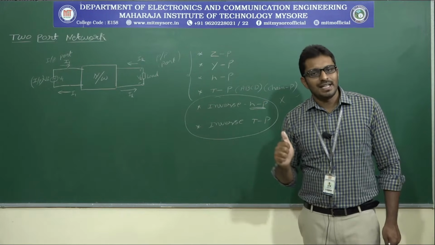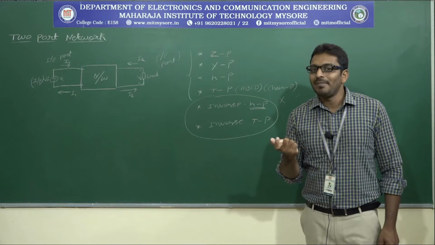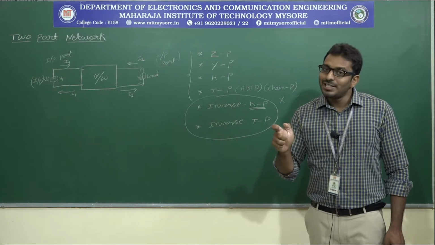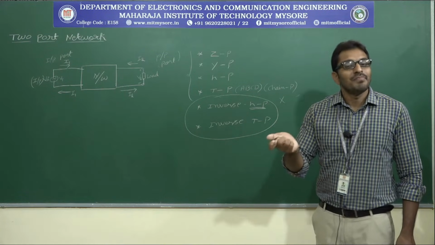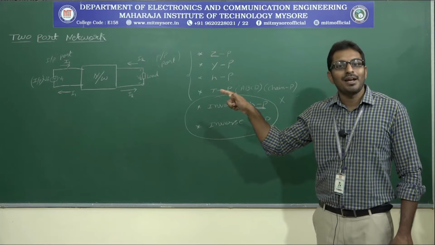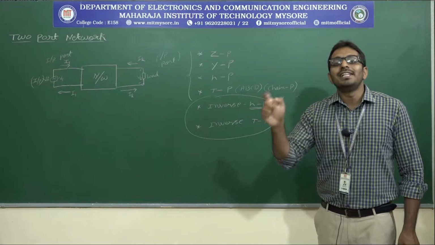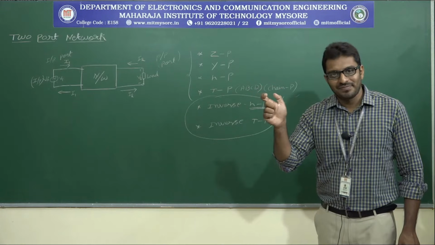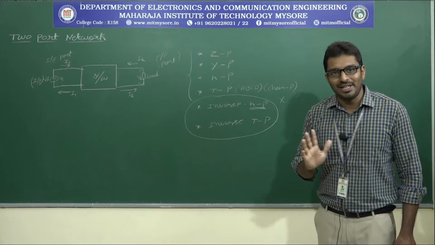Because we are also finding the interrelationship between these parameters. First one is the Z parameters. What is that? Z indicates impedance parameters. Why is this known as open circuit impedance parameters? In order to obtain Z parameters, either the input port or the output port is open circuited. That's why it is known as open circuit impedance parameters.